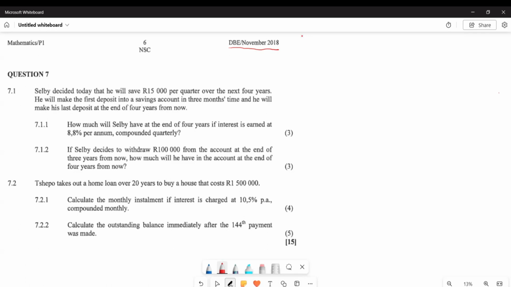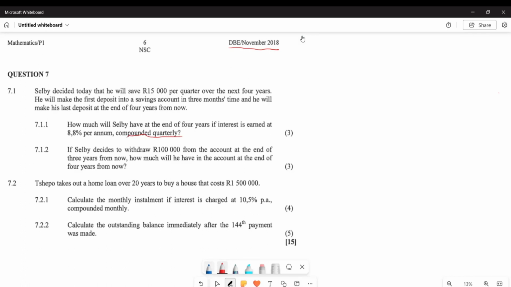Let's start here. The first question that you are given says Selby decides today that he will save 15,000 per quarter over the next 4 years. He will make the first deposit into the account in 3 months' time, and he will make his last deposit at the end of the 4 years from now. How much will Selby have saved at the end of 4 years if the interest is 8.8% per annum compounded quarterly?